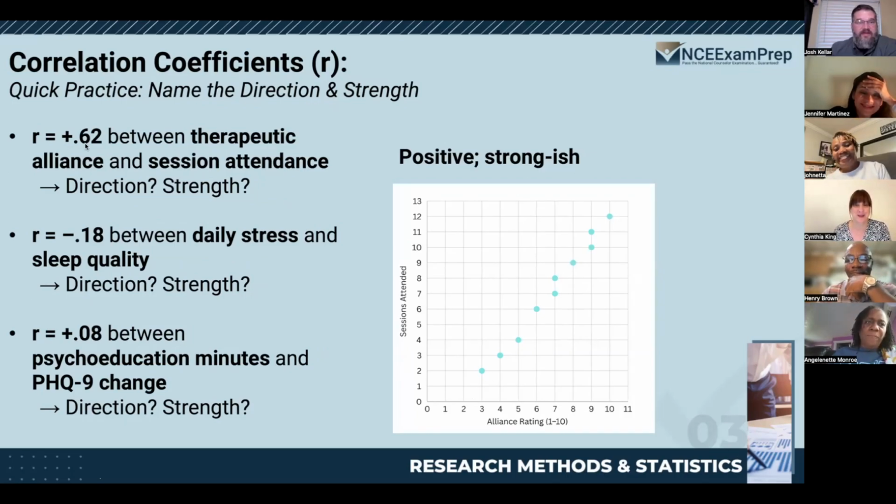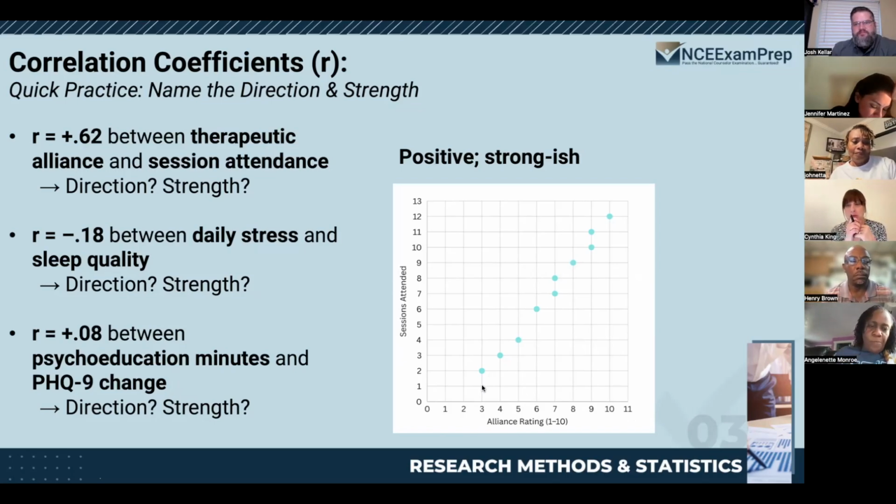It's above 0.5, so we're going to say that's strong, right? And you can see as alliance increases, so does session attendance. They're moving in the same direction. Okay. Make sense? Questions? Okay, let's look at the next one.